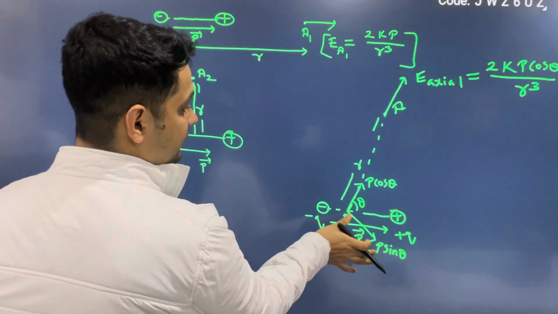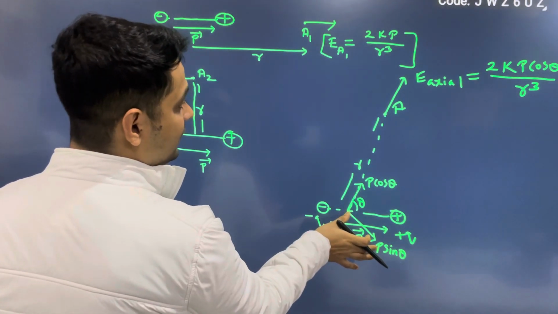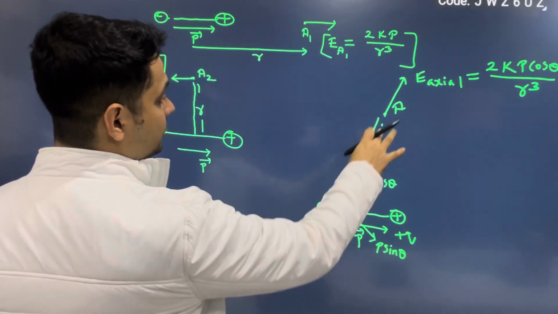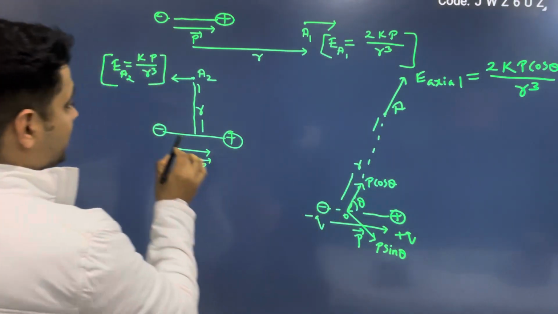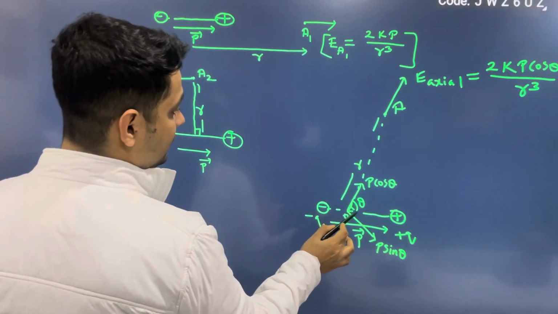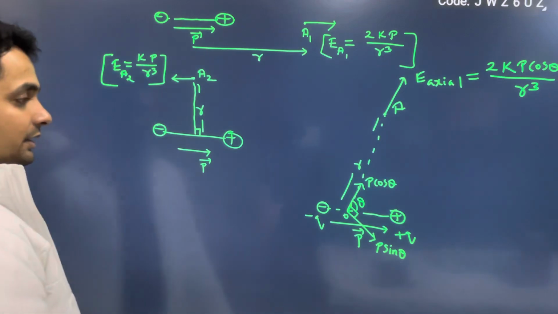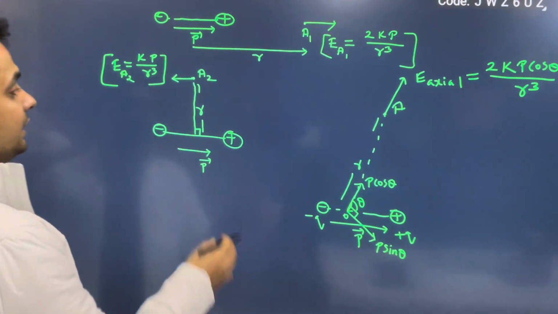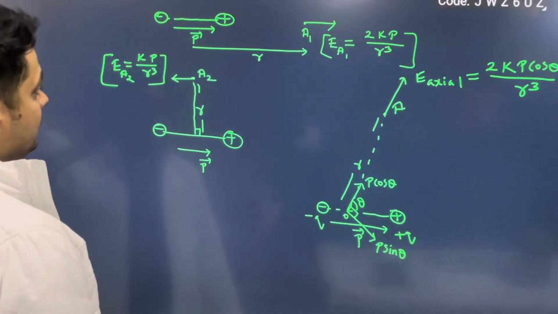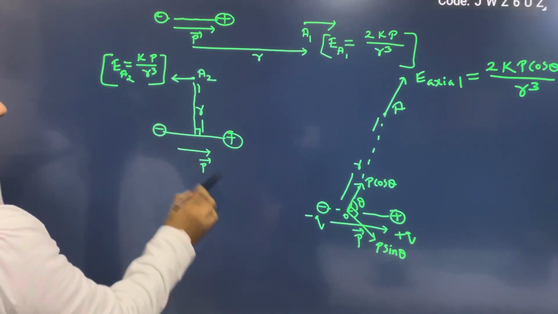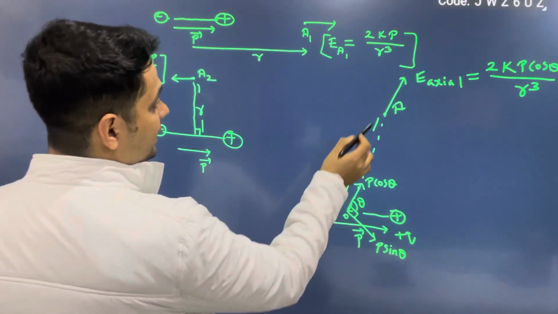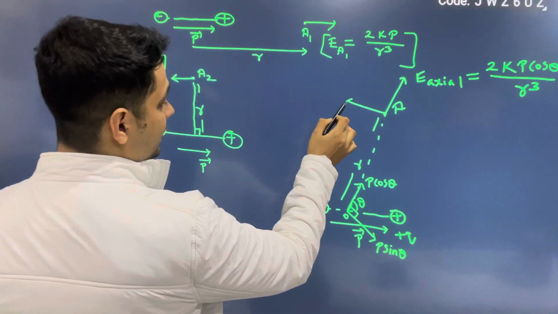P sin theta. Now you see here, P sin theta and this OA line is like an equatorial point for this, because this is also making 90 degrees, and for P sin theta this is also 90 degrees. So at the equatorial point, what is the electric field strength? Kp by r cubed, where p is the dipole moment. So here the dipole moment is P sin theta.